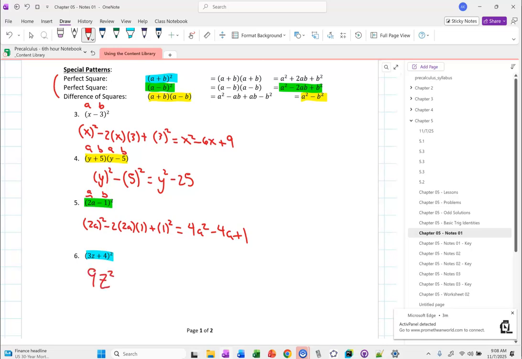Oh, I forgot. Plus 16. Forgot to do the multiplication. 16. 18. 8. 12. What? Yeah. 24. 24 is the right number. Oh. 3z, or 2 times 3z times 4.